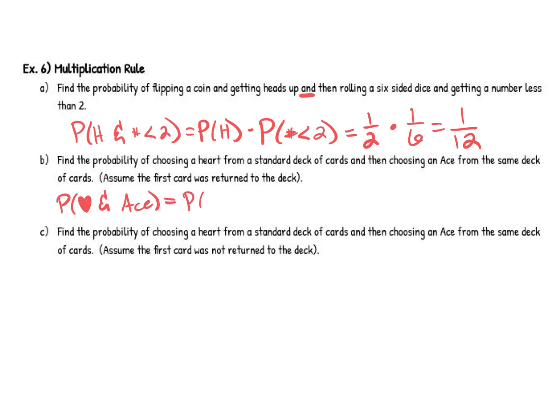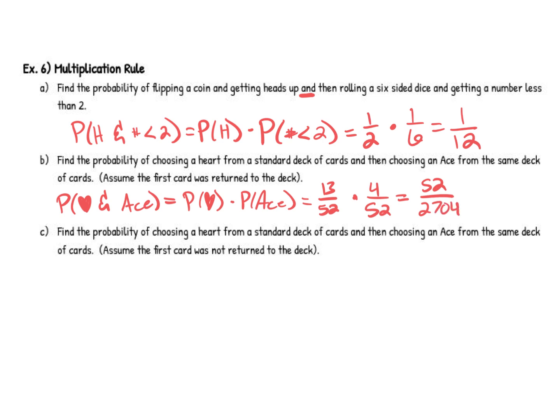So first is probability of heart times the probability of an ace. For a standard deck of cards, there's 52 cards. Since there's 4 suits, there's 13 of each suit, so there's 13 hearts. Then aces, there's 4 aces in a deck, and there's still 52 since we returned that first card. So we get 52 over 2,704.